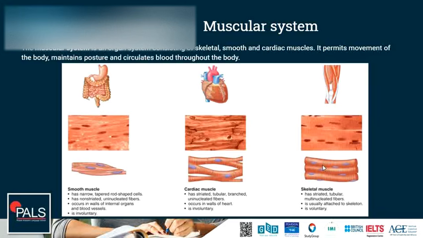Skeletal muscle is specialized in that the cells get very long and they are multinucleated, so each cell has several nuclei. They are striated and tubular. The control of these skeletal muscle cells is usually voluntary.